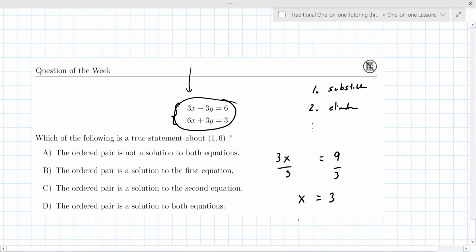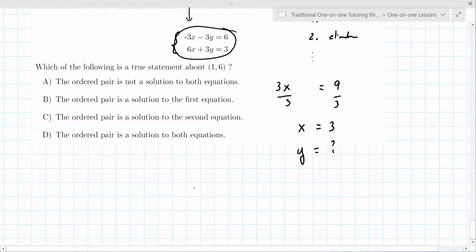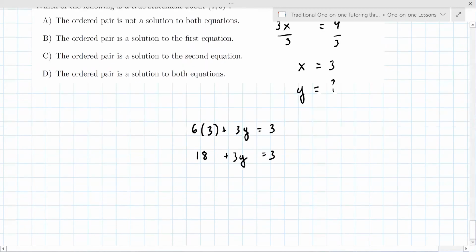Now that you have one of the letters, what do you do about the other? How do you find y? Do you recall that? You plug in x. Yes. Does it matter which equation you use? No, it does not. I'm going to do the second equation. So 6 times 3 plus 3y equals 3. We're going to multiply 6 times 3. That's 18. And just go ahead and solve it from here.